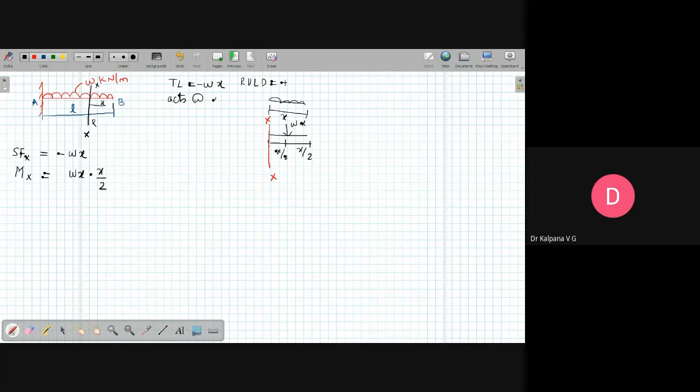Whether it is positive or negative: to the right of the section, wx into x by 2 makes a clockwise moment. With respect to any section, to the right clockwise and to the left anti-clockwise makes hogging. So it is minus wx into x by 2, which is equal to minus wx square by 2.